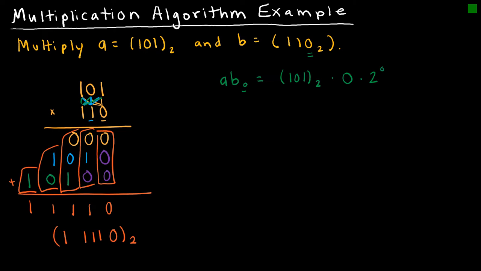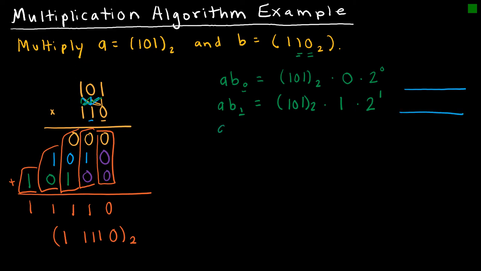And I'll go ahead and find those solutions in just a moment, but let's continue with the algorithm and the way that we would continue this. Then I would take A times b sub 1, excuse me. So this is 101 base 2 times my next value, which is 1, and 2 to the first, because remember that's going to match the place value that we're using. And again, I'll come back to that solution in a moment.